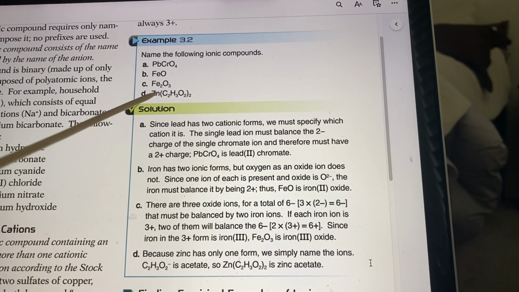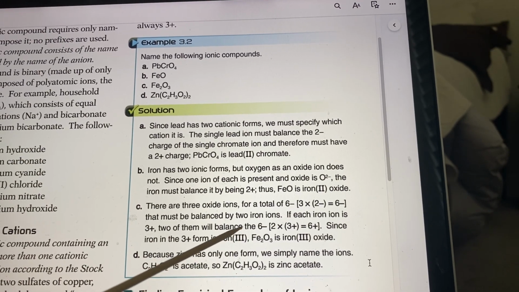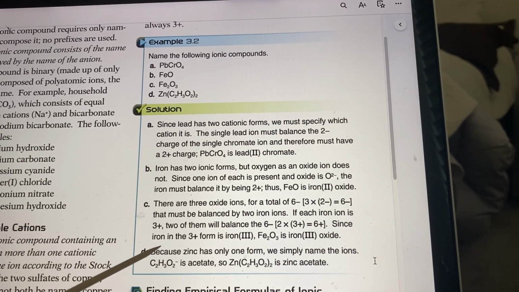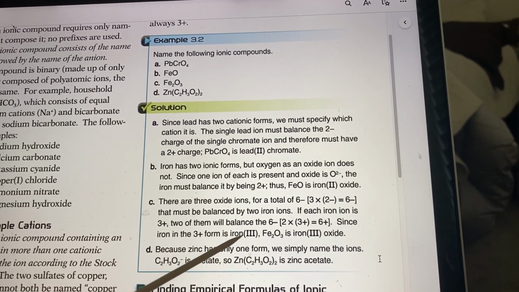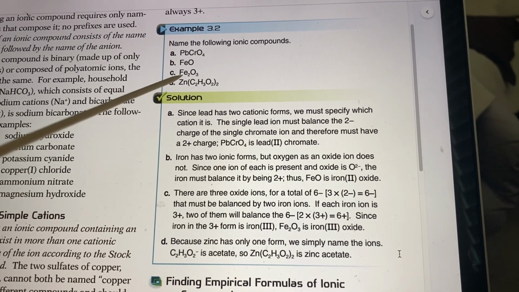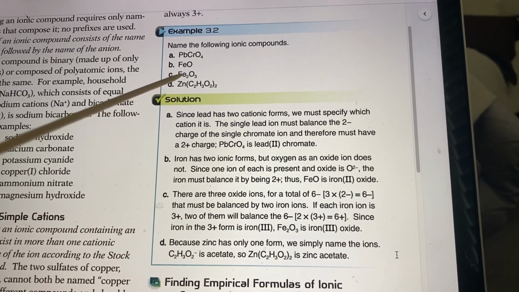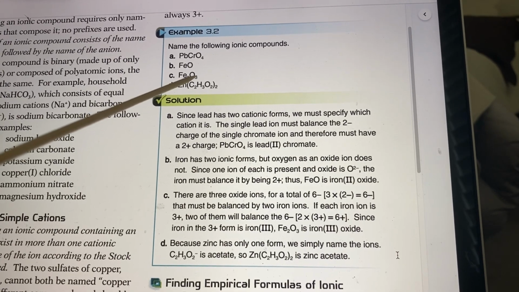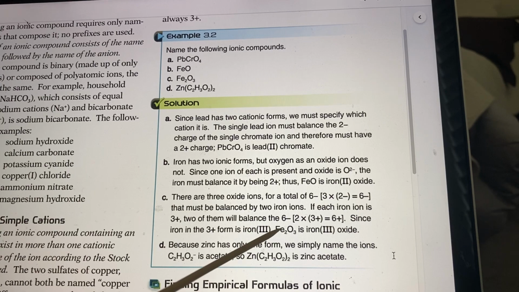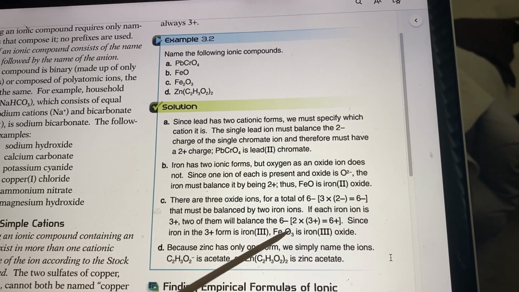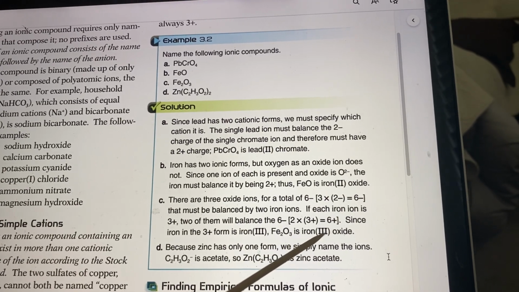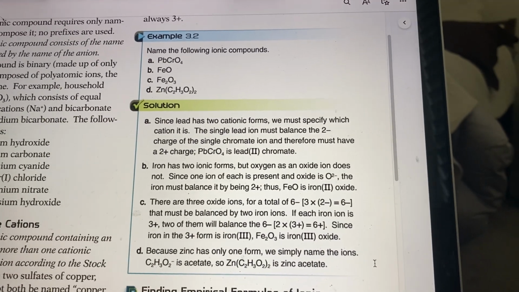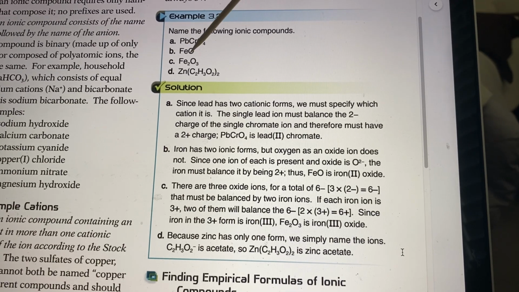So basically you're going to take the least common multiple of those, right? If each ion is 3, 2 of them will balance. So the iron in the 3 form is going to be iron 3. Iron 3 would be 3 positive. 3 times 2 is 6, and then 3 times 2 is 6, so then it will balance out. So Fe2O3 is iron 3 oxide. You got that? Okay. I went back and started doing this problem instead of this problem.